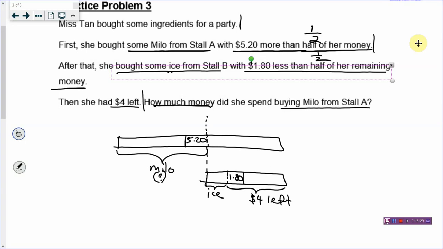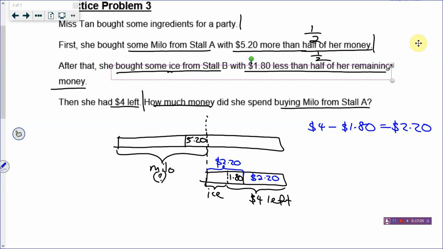So look at the model, and how do we find the question mark? It's not that difficult. All you have to do is look at the remainder. Can you see the $4 left? If you minus away $1.80, what do you get? $4 minus $1.80, you will get $2.20. Whatever you have found, you should add on to your model. And isn't that half of the remainder? So if this is $2.20, then the other side must also be $2.20, right?